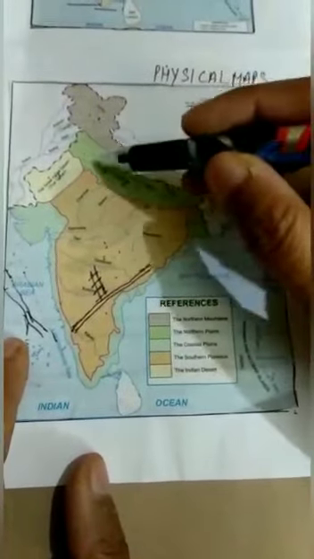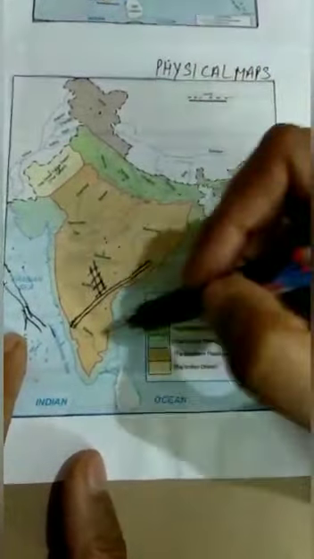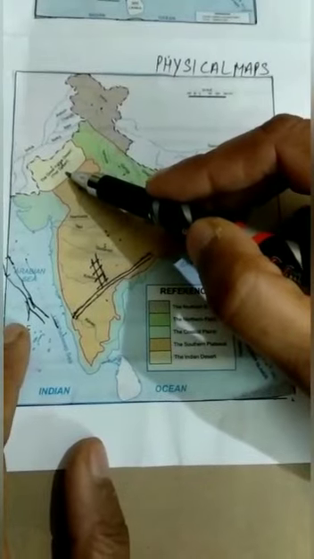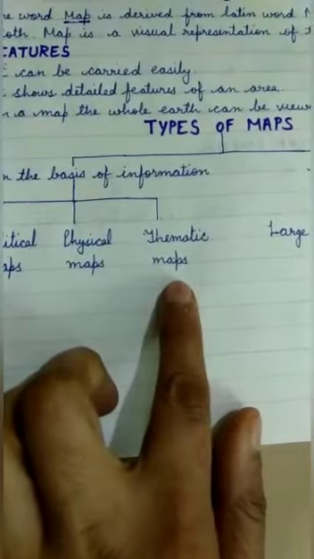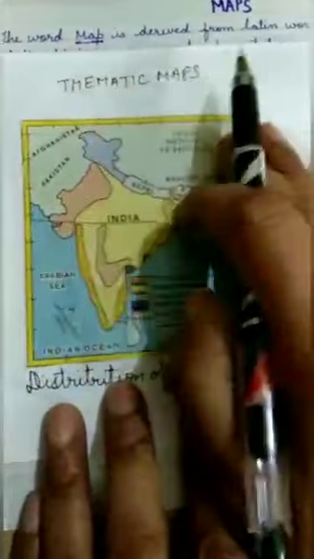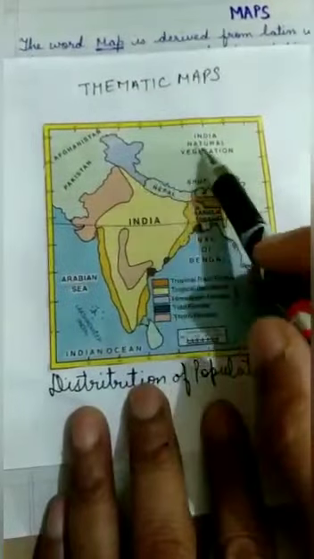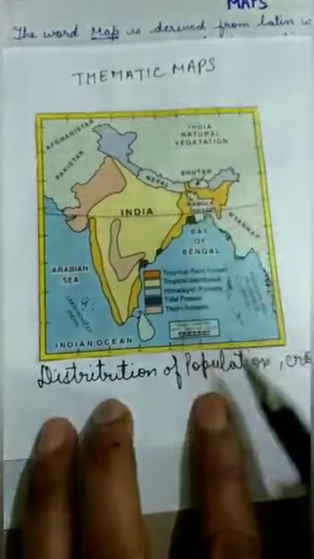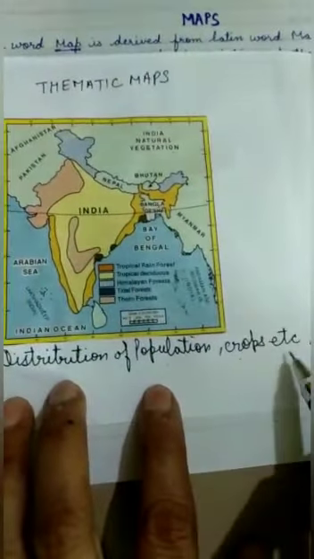Physical maps. Physical maps show mountains, plains, plateaus and desert areas, etc. Thematic maps. A thematic map is based on a particular theme. It shows distribution of vegetation, population, crops, etc.